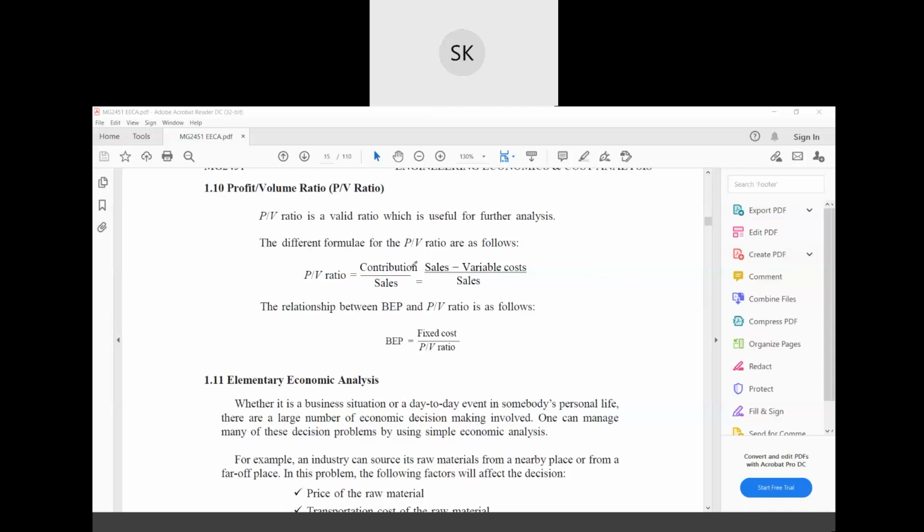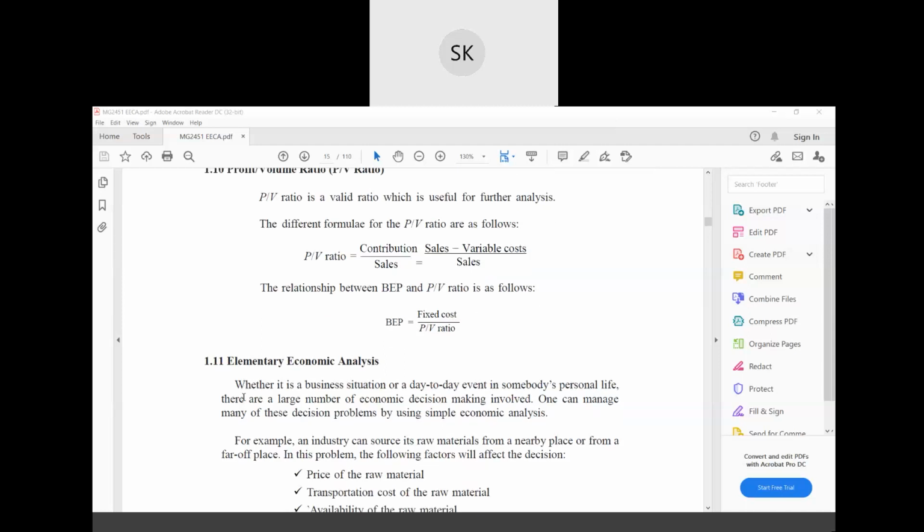Now, what is the relation with the break-even point? We have discussed what the break-even point is. The relation between break-even point and P/V ratio is as follows: break-even point equals fixed cost divided by P/V ratio. You can find the break-even point if you have the P/V ratio and fixed cost. Thus you have to remember all the formulas, the rest will be easy.